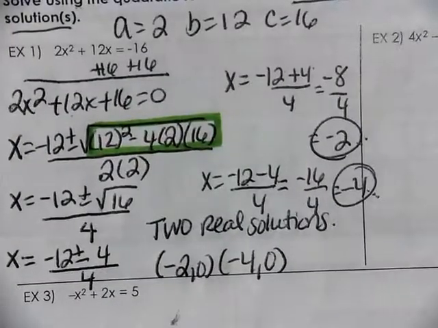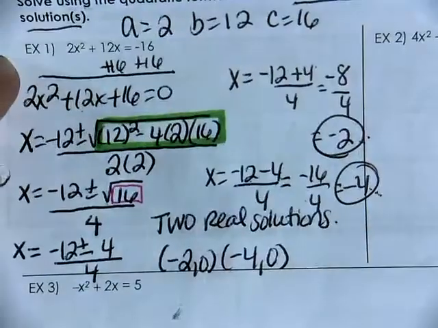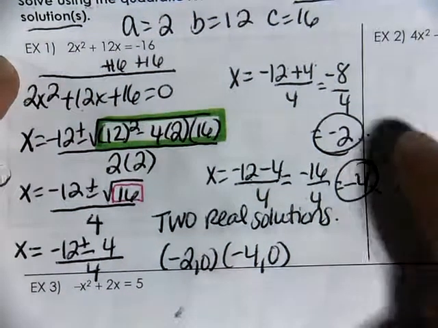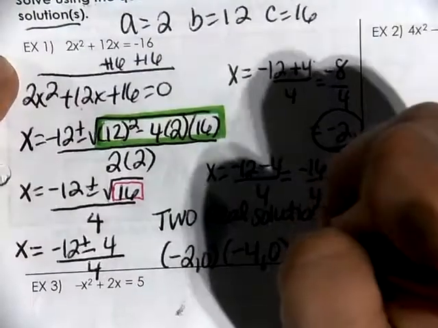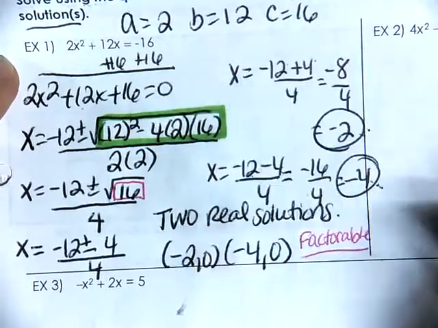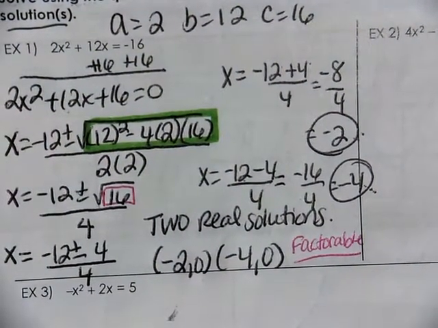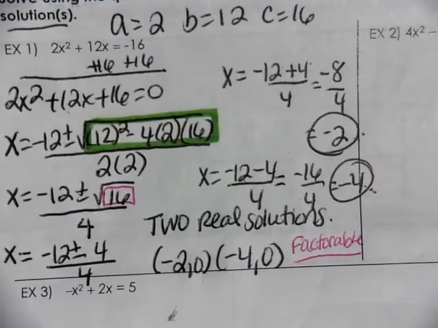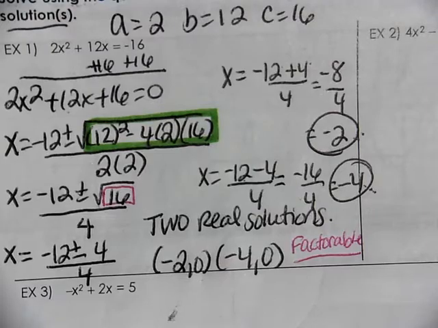Also notice something. We took the square root of a perfect square number, 16, and we ended up with rational answers. What this means is that this problem was factorable. And technically, the quadratic formula was not the most appropriate method. Could we use it to solve? Absolutely. Is it the most appropriate? No. Factoring would have been a lot faster and way less steps.